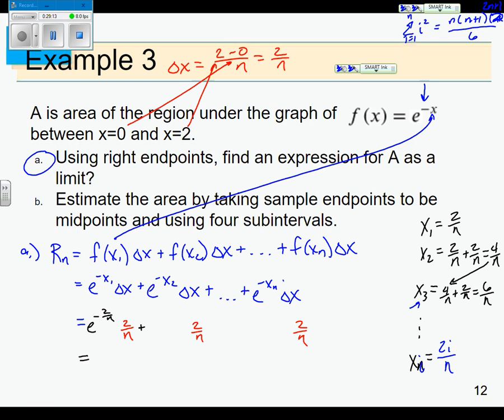And so back over here on this problem, whenever I'm getting ready to do this e to the negative x2, well, my x2 is 4 over n. So it's e to the negative 4 over n times 2 over n plus dot, dot, dot, all the way to the last one, e to the negative xn. If I was to plug in n for this, I just get 2. So it's e to the negative, I'll go and put 2n over n. And that gives me that sum.